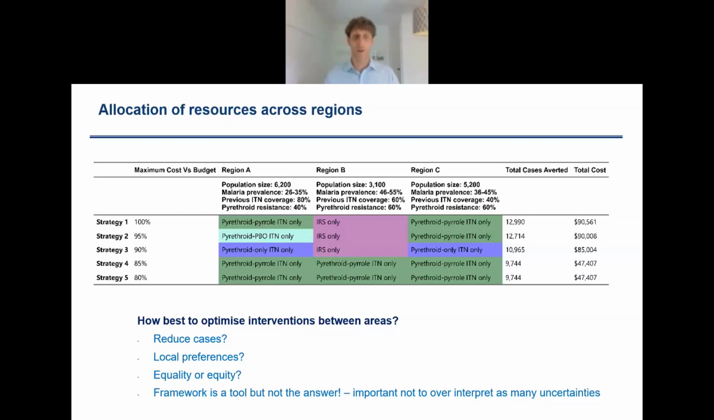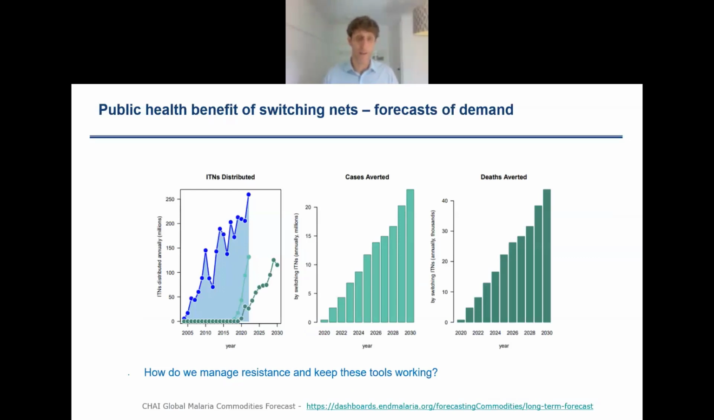And to end on a good news story, as in these new nets, you can see this is a figure similar to one I presented before, where you can see the increase in the number of nets distributed each year. That was up to now.